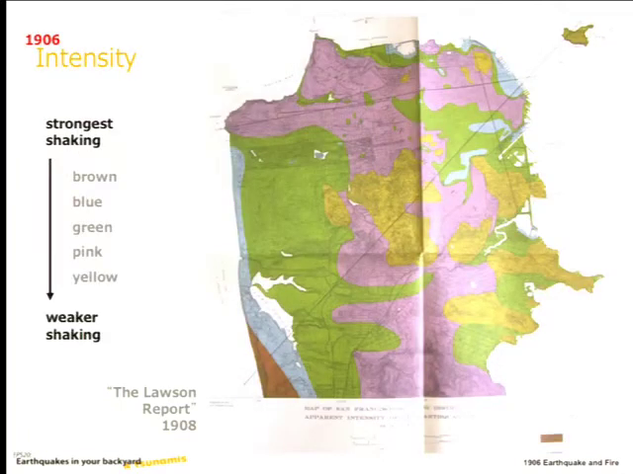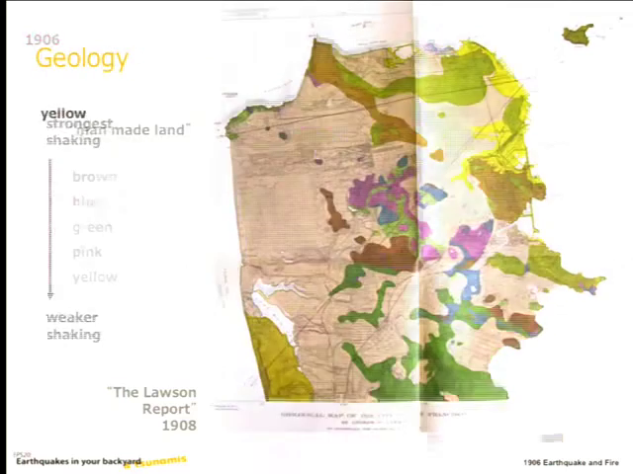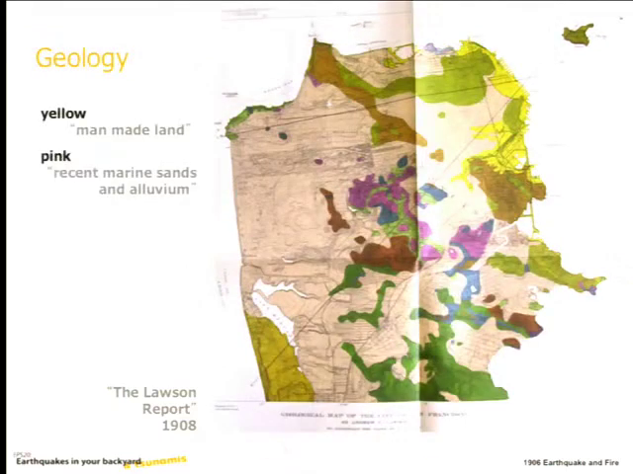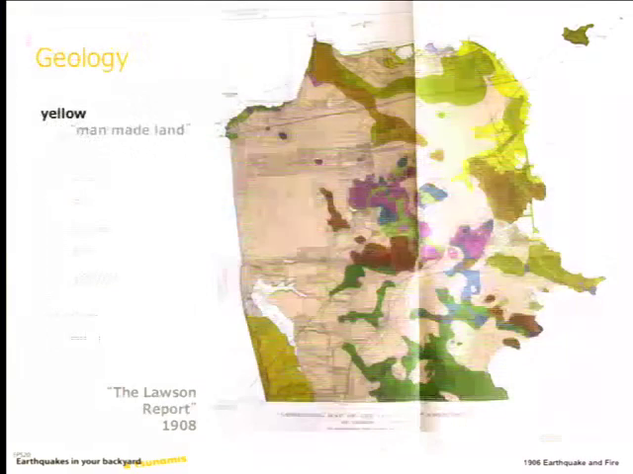Okay, let's look at the next color. So we did brown, blue, green. What does the green tend to align with? Yeah, sort of this pink salmon color. I call it pink, but it's really not that pink. So pink is recent marine sands and alluvium. Sorry, not aluminum. Recent marine sands and alluvium. So that is not hard rock. It's sort of sandy stuff. It's softer. Good. So the green, yeah, tends to align with that. The pink also tends to align somewhat with this other salmonish area.